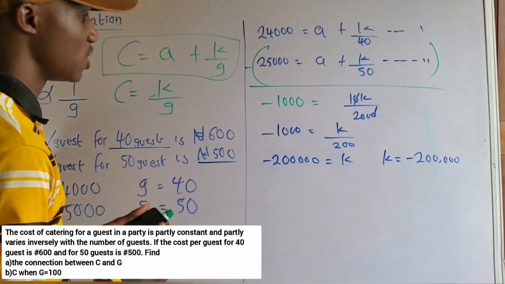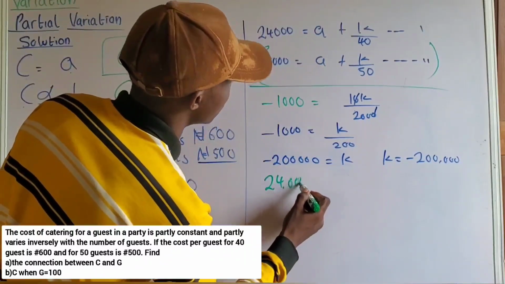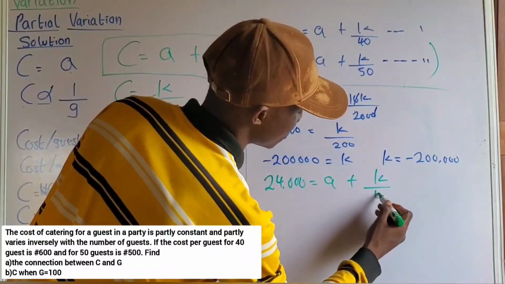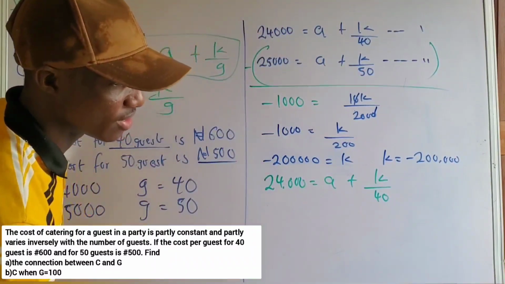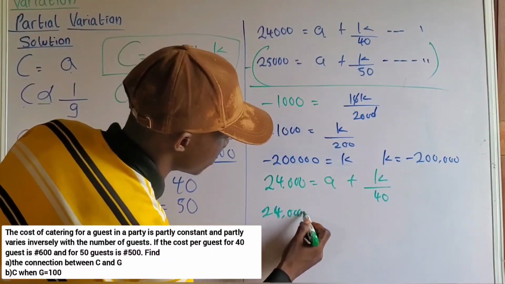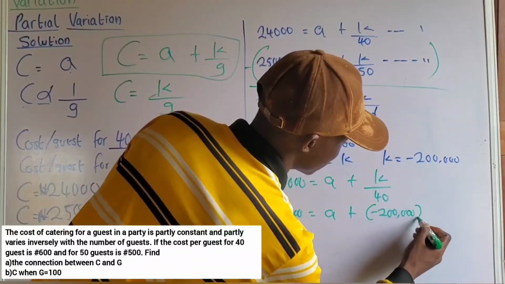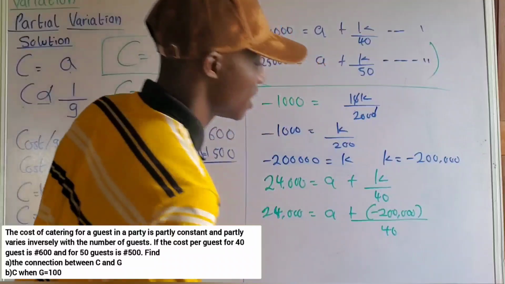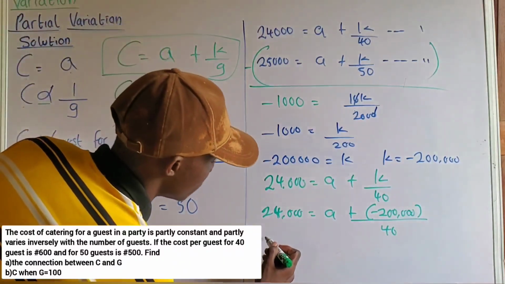Okay, let us use equation 1. Equation 1 is 24,000 equals a plus k over 40. Do you understand? Now, when k is negative 200,000, I'm going to have 24,000 equals a plus negative 200,000 all over 40. You understand? Okay, now 200,000 divided by 40, that is 5,000, right? Yes.